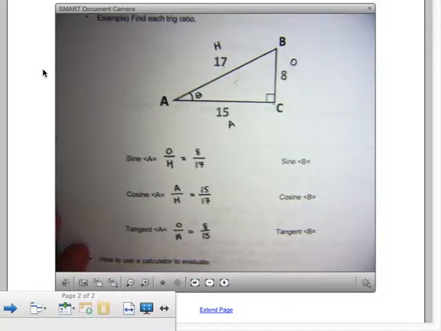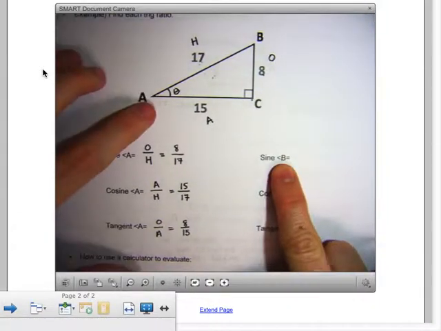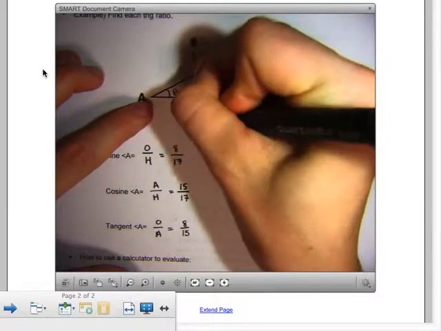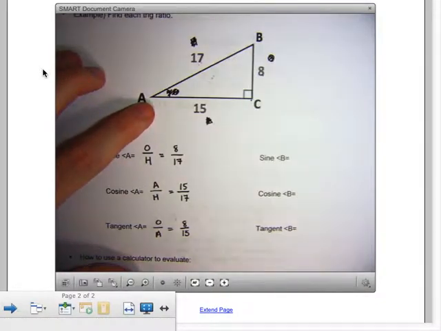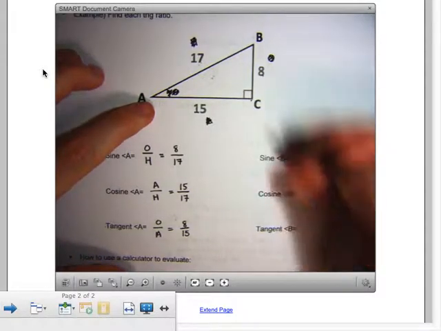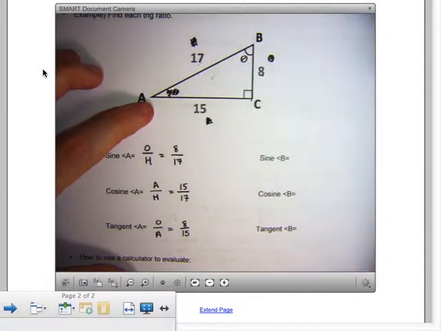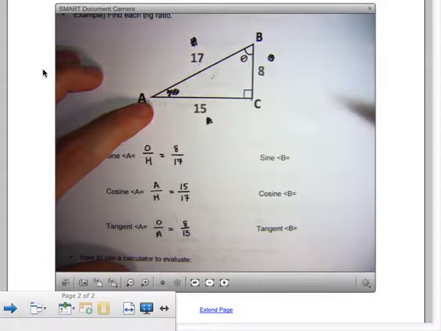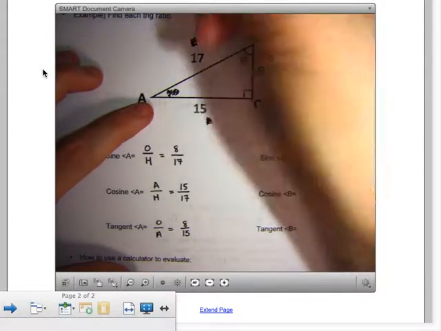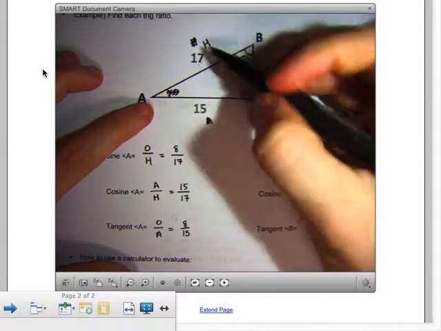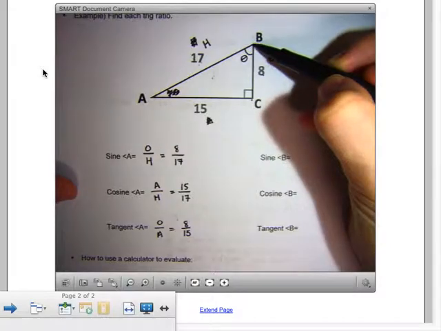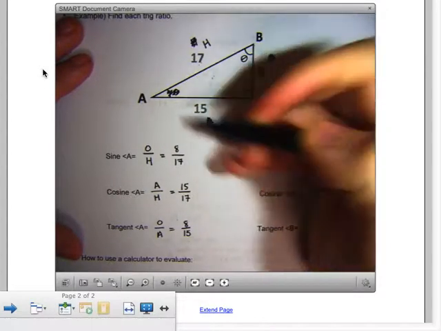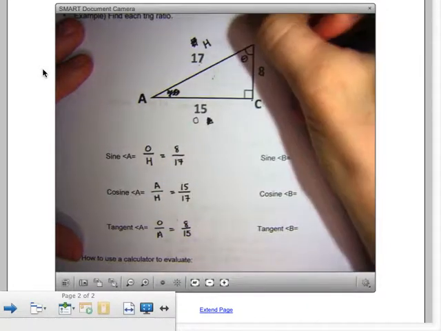Okay, so let's go to the right-hand side. Now we're going to go to angle B. I'm just going to scribble through each of these because we're going to have to relabel the triangle. Angle B is right here, so this is my theta. Hypotenuse is across from the 90 degree angle, so this is still my hypotenuse. Hypotenuse will never change depending on what angle you use. If this was theta, now my opposite is going to be over here, so that means this is my adjacent.